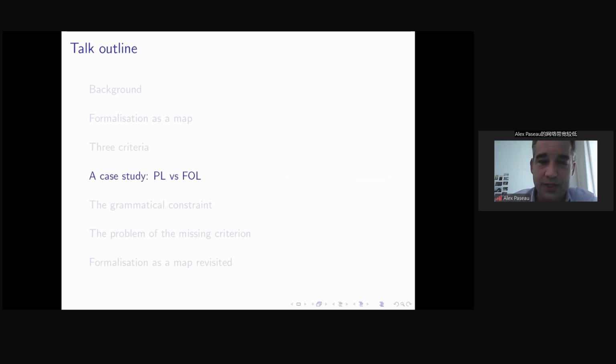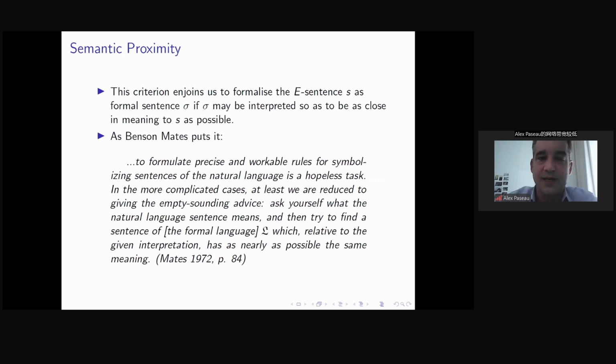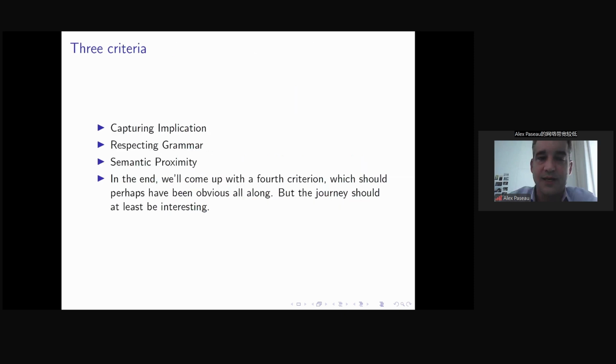Okay. So I'll go back to the slides, the slide with the three criteria. I've given you three criteria for good formalization, what we're trying to do when we're trying to formalize. And these things have come up in the literature.